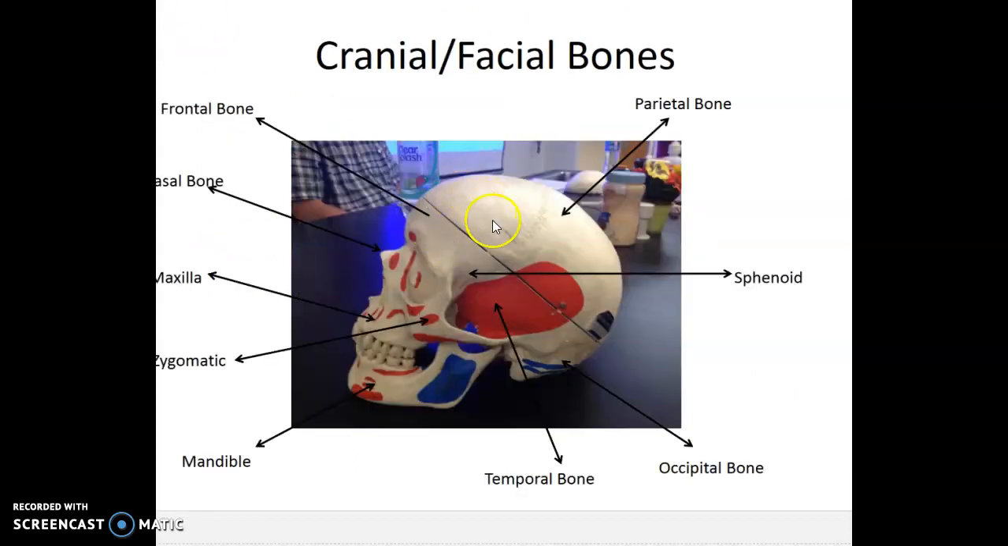Again, we can see the frontal bone here in the forehead region. We can see the parietal bones, which is behind the suture line right here, on the top of the head. We can see the occipital bone here in the back of the head. And then we can see the temporal bone here, in the side of the head. Of the skull, I should say.